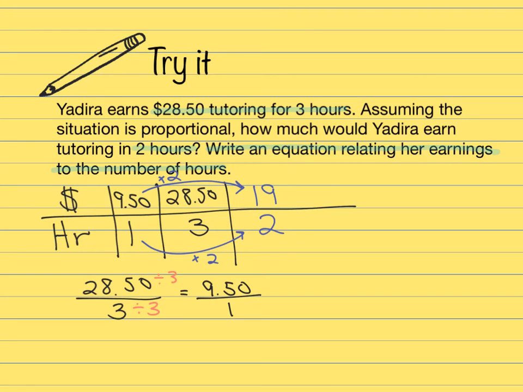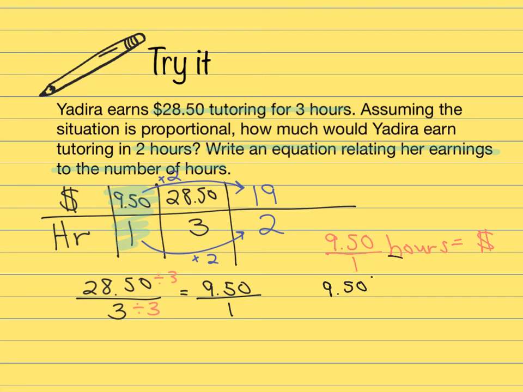Now, what stays the same is our unit rate, and that's the number that we're going to use in our equation. She's always making $9.50 every hour. When we multiply that by how many hours she works, we can find out the total amount of money that she makes. We don't want our equation to stay like that, so we're going to simplify it. We can get rid of that 1 in the denominator and just write $9.50.